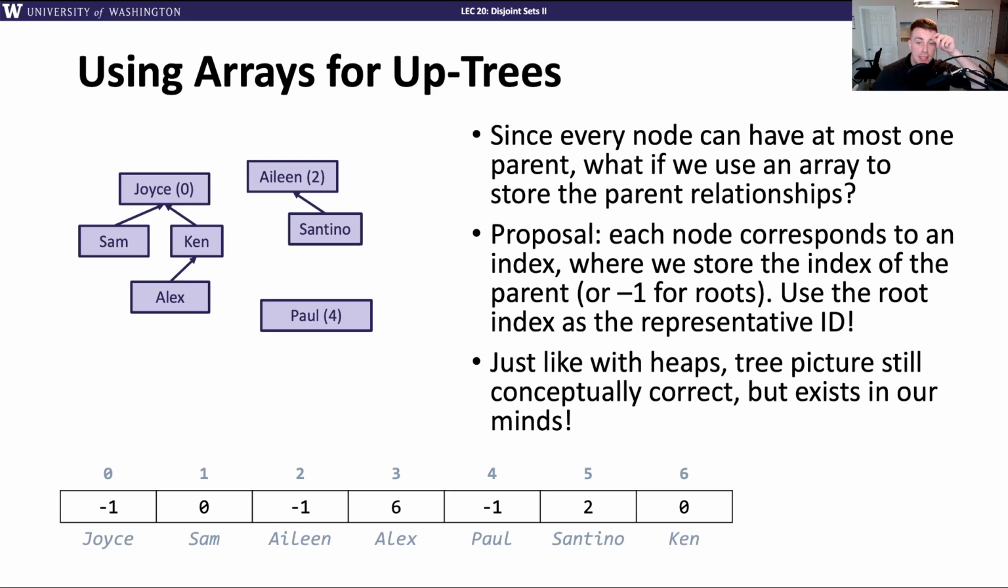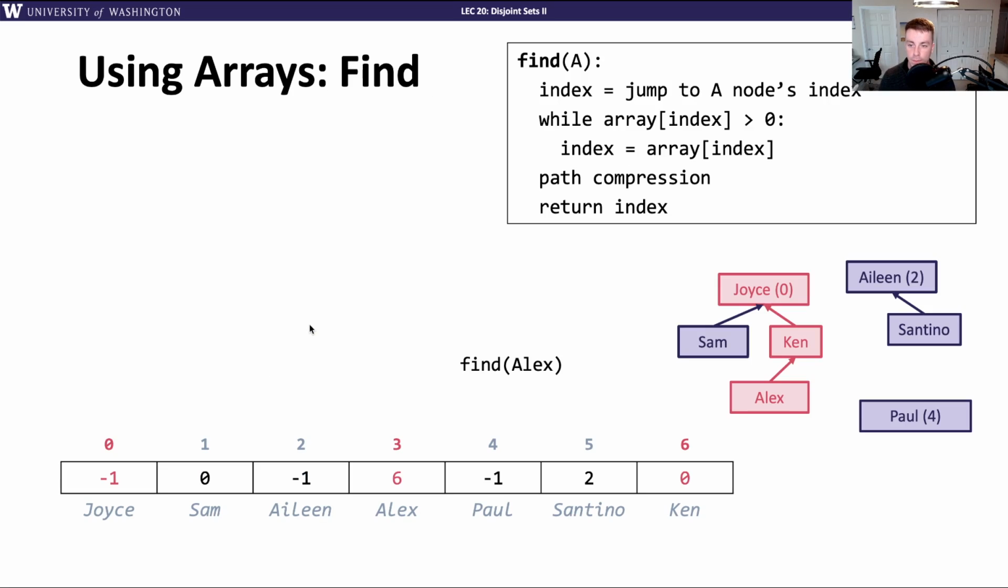Now, just like with heaps, we're still going to think about this at a high level as being a tree, but in the implementation, we're actually going to be treating it as an array. So it's important to always stand back and draw: what does this tree look like? Now let me show you why we do this, why this makes some of our implementations easier.